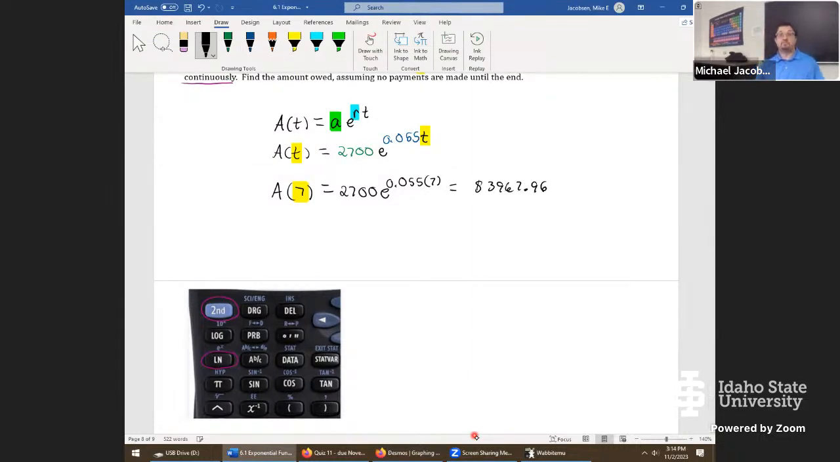How's that look to folks? Anyone getting slightly different answers? Awesome, glad to hear that. So if you're getting these same values right here, you're going to be in great shape for the ALEKS problems and quizzes and exams. Yeah, go ahead.